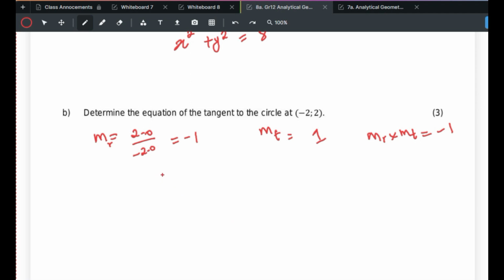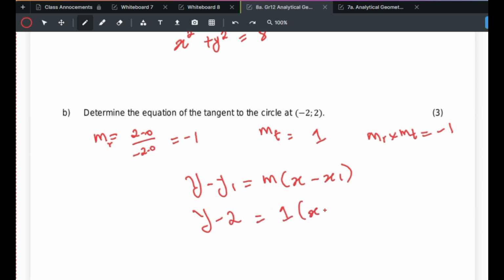Now you have to put this into the straight line formula: y minus y1 equals m times x minus x1. So y minus 2 equals m, which is 1, times x plus 2. Multiplying this out, y equals x plus 2 plus 2, which is x plus 4.